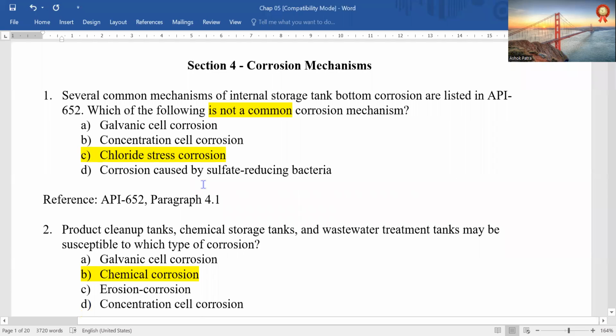Several common mechanisms of internal storage tank bottom corrosion are listed in API 652. Which of the following is not a common corrosion mechanism? Chloride stress corrosion. Not common. Galvanic, okay. Concentration cell corrosion, okay. Corrosion caused by sulfate reducing bacteria, okay. Product cleanup tanks is 4.1.